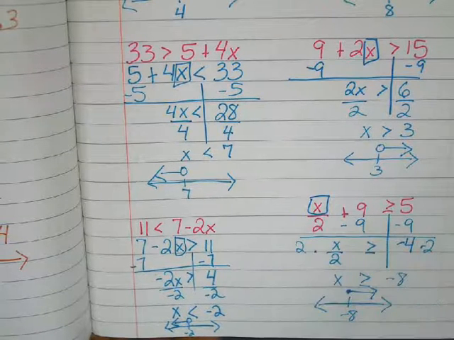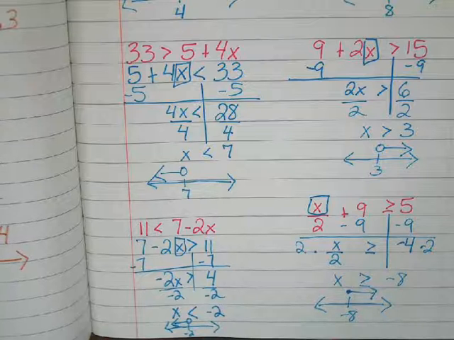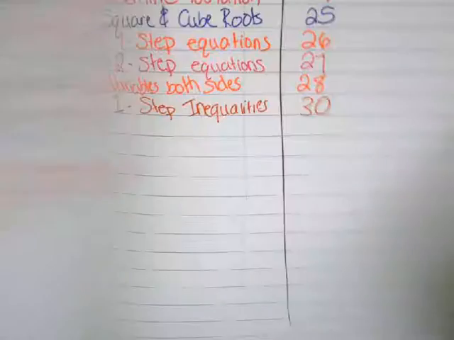Go ahead and go to page 3. Fill out your table of contents. Today is 1.4, two-step inequalities.